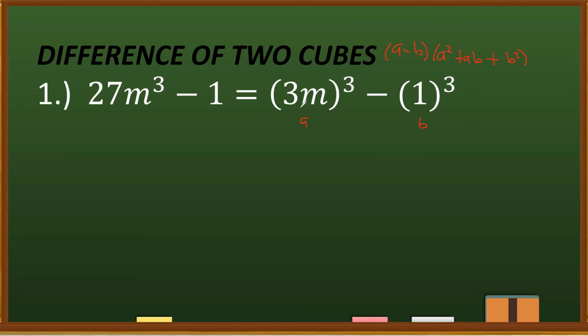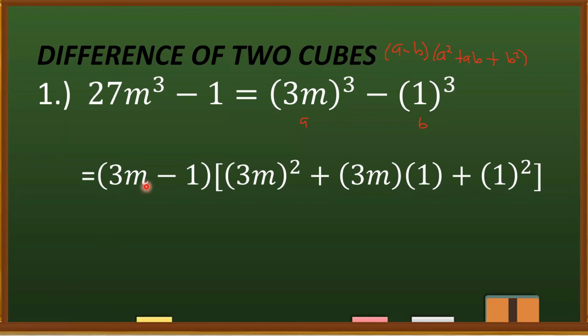Okay, then just substitute. The value of A is 3m, 3m minus 1. Okay. Yan, 3m minus 1. And then for our trinomial factor, i-squared lang natin si A. That's why we have 3m squared here plus A, which is 3m times B, our AB, plus value of B, which is 1. Okay, then 1 squared. Then just simplify the trinomial.